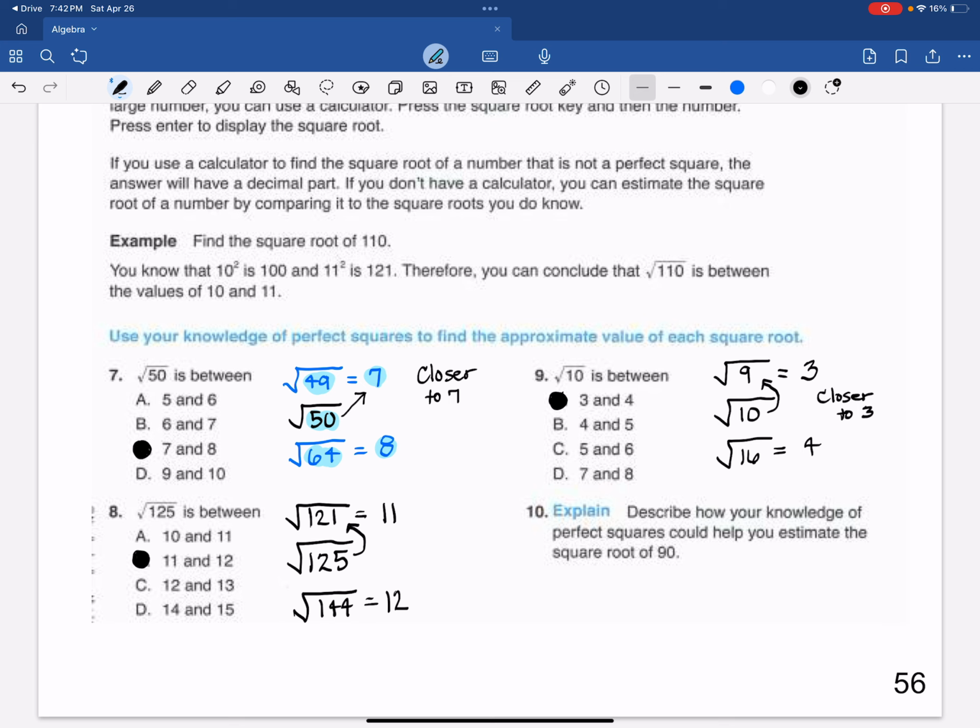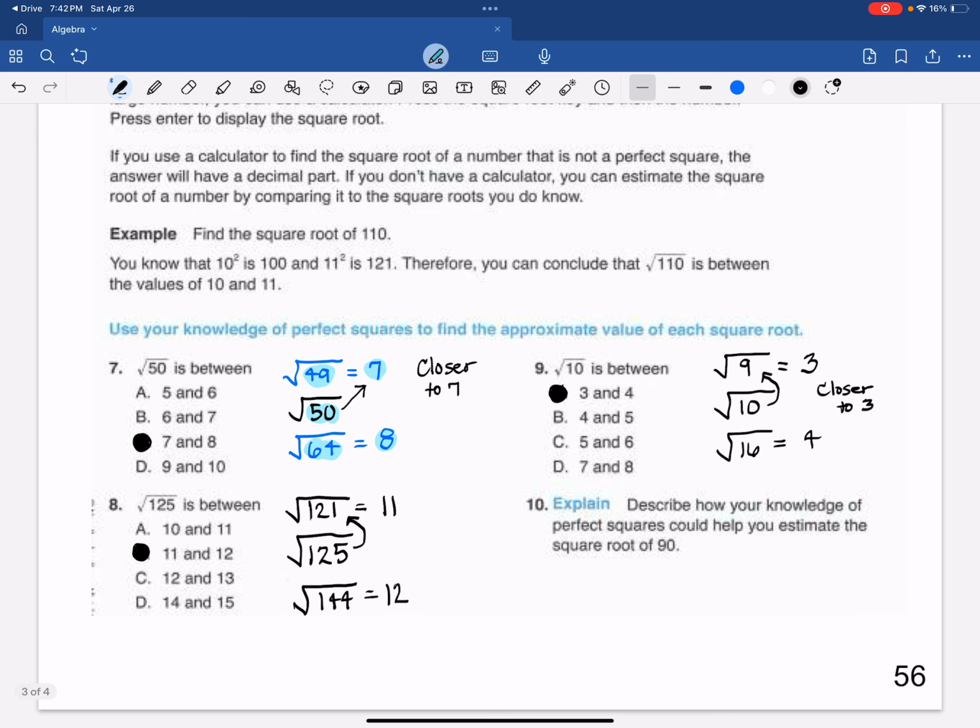Describe how your knowledge of perfect squares could help you estimate the square root of 90. Well, it's that same thing. I know that the square root of 90 would lie between the square root of 81, which is 9, and the square root of 100, which is 10. So the square root of 90 is between those two. It's about halfway between those two. 81 to 100, 90 is about halfway, would be just a hair closer to this side.